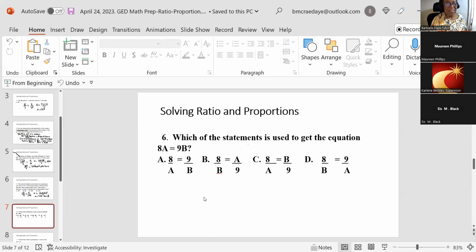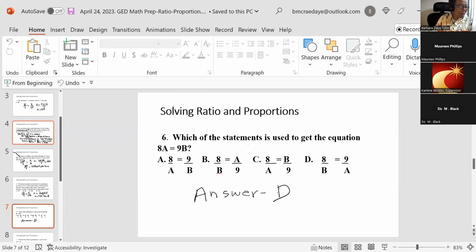So the only one where you get that product 8 times a is D. 8 times a, then you cross multiply 9b, then that's 9 times b. So answer D. Let's just put here answer D. Mercedes, you got it? Yes, miss. Thank you. Okay, answer is D.